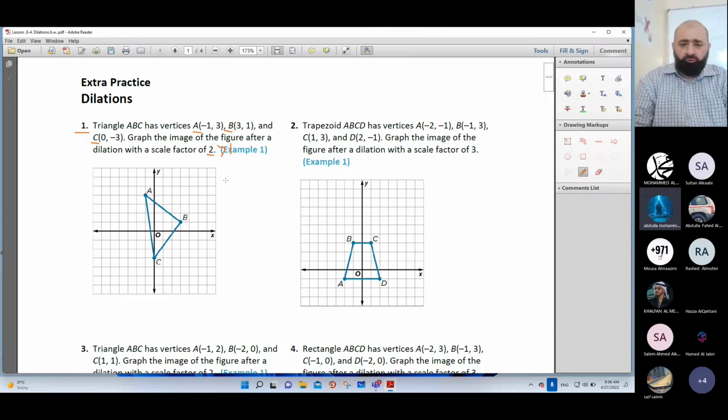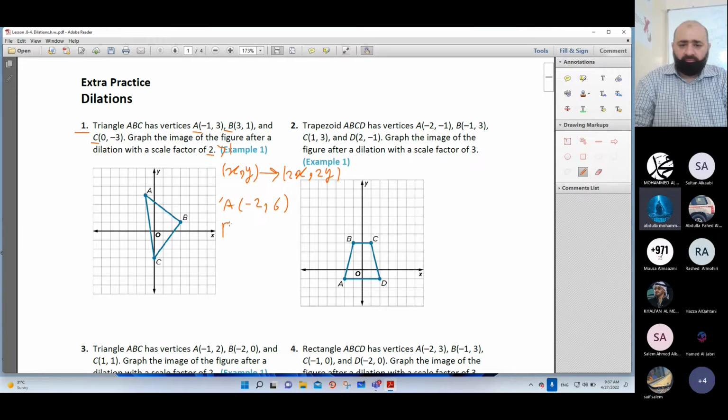Now we want to find A prime, B prime, C prime. What is the rule here? (x, y) will be: multiply x by the scale factor, so 2x, and y will be 2y. So use this rule to find the image. So A prime: negative 1 times 2 will be negative 2. 3 times 2 will be 6.